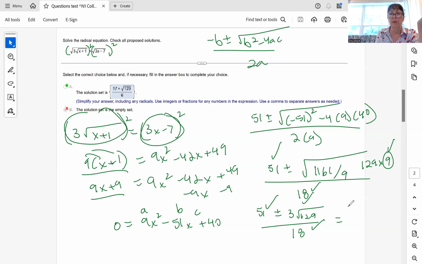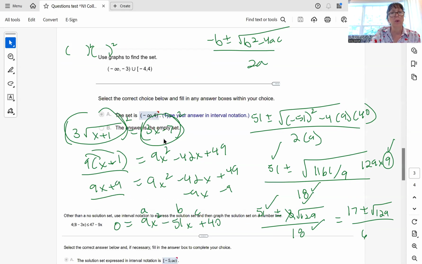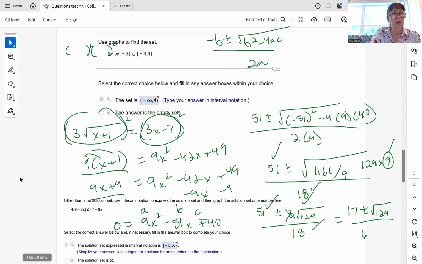So then that leaves you with 51 divided by 3, 17. 3 divided by 3, 1. You don't write the 1. And then over 6. So that's how they got their answer. Again, that was a tough one. There's a lot to do on that one. Let's see if there was another one. There is more. Let me hit clear.